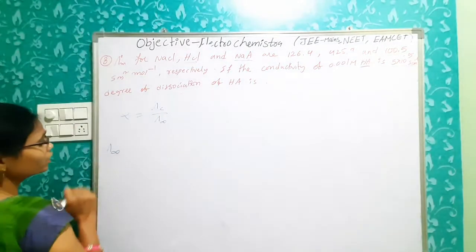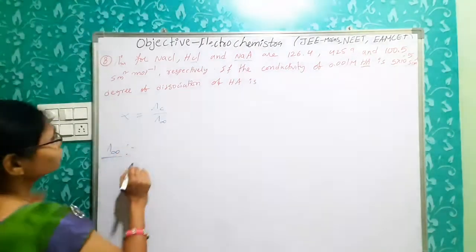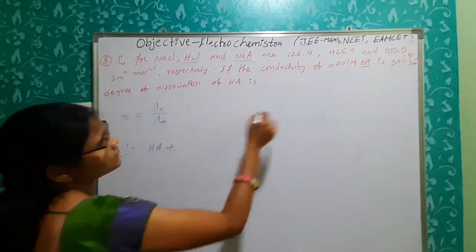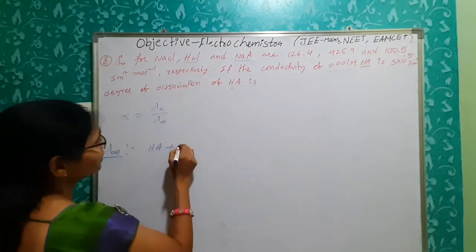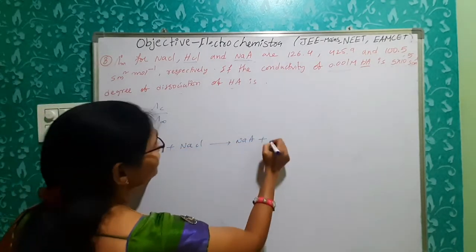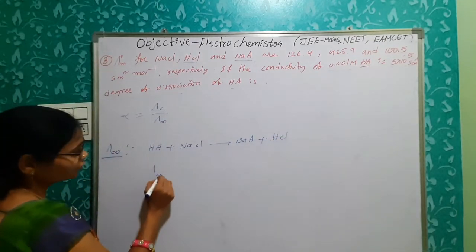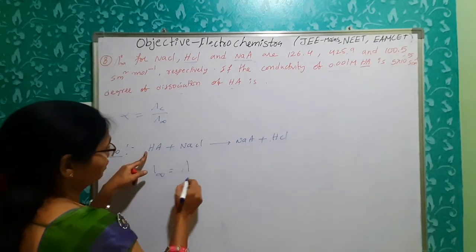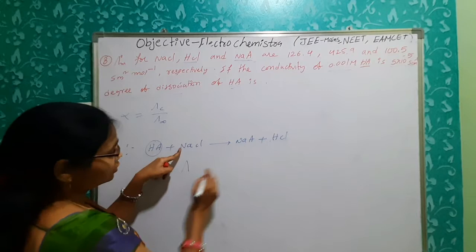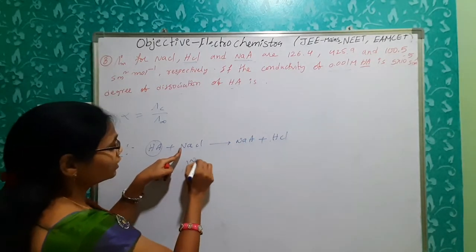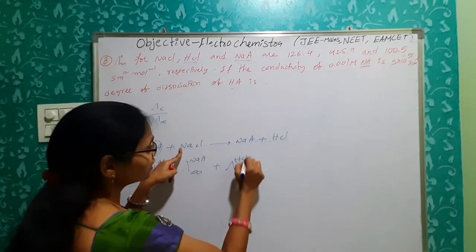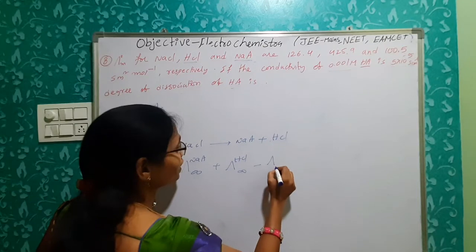Okay, so first of all we have to calculate lambda infinity. For lambda infinity, we have to write a reaction: HA reacts with NaCl, giving rise to NaA plus HCl. So lambda infinity of HA is calculated as lambda infinity of NaA plus lambda infinity of HCl minus lambda infinity of NaCl.